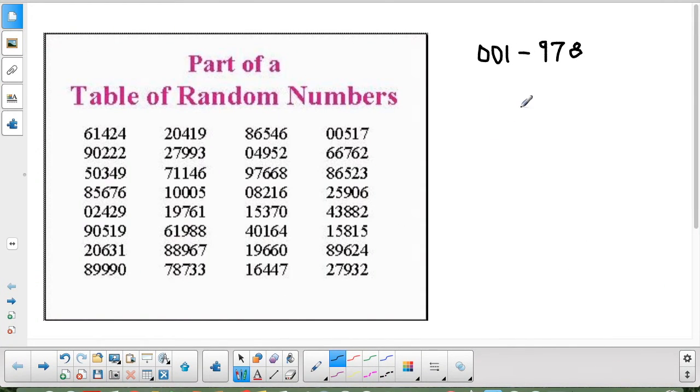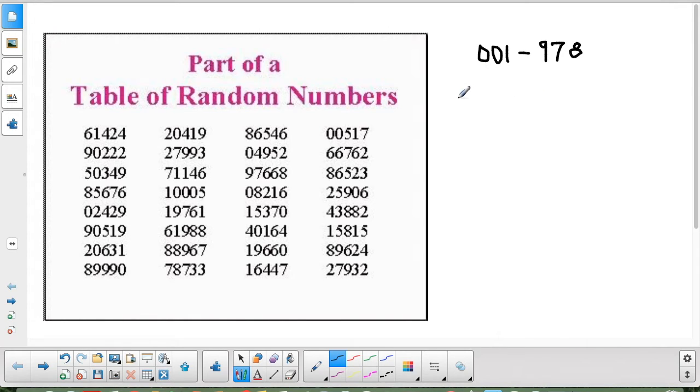After going out and numbering all our trees, there were 978 trees. We went up and put a number on each one of them, let's say from 1 to 978. Why do I have 001 instead of just the number 1? It's because I'm going to be using this random number table here. However many trees you have, in this case 978. If I only had 10 trees, I would go from 01 to 10.